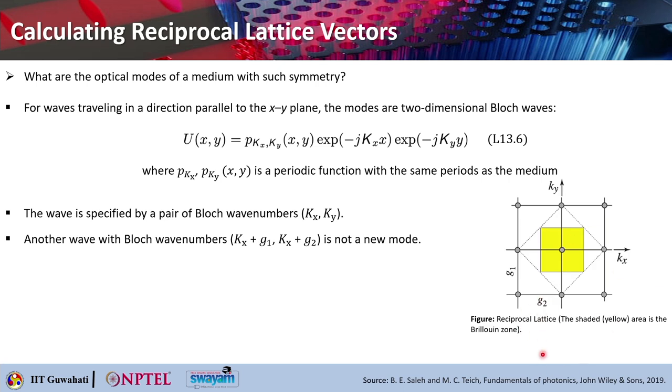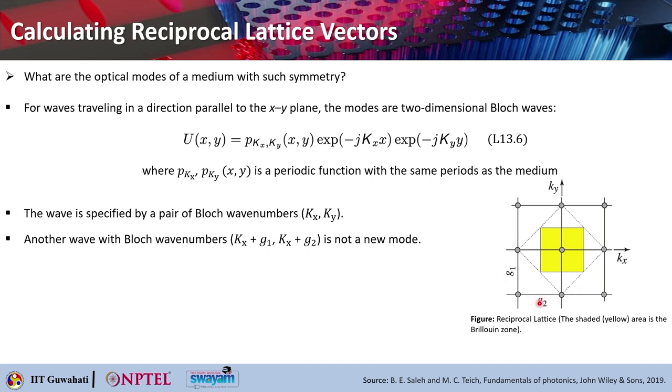Here you can see that a complete set of modes in the Fourier plane has Bloch wave numbers located at points in the rectangle shown in yellow, which is defined by kx between minus G1 by 2 and G1 by 2, and ky between minus G2 by 2 and G2 by 2.